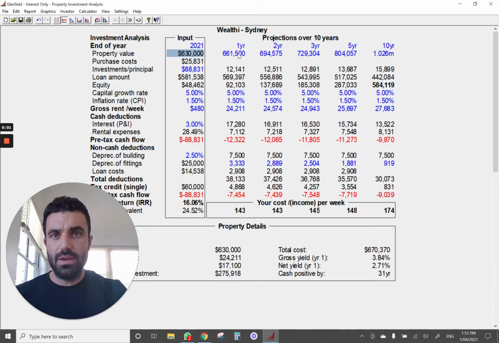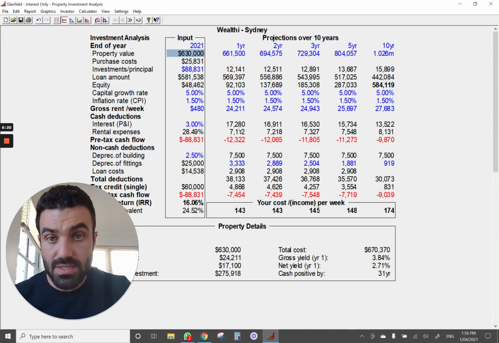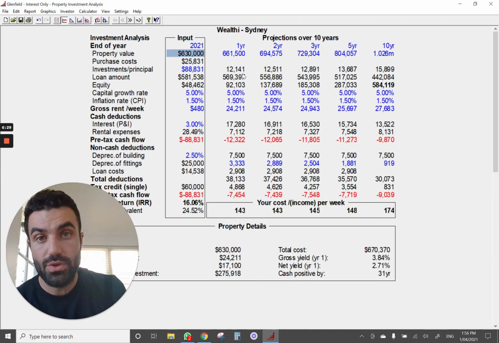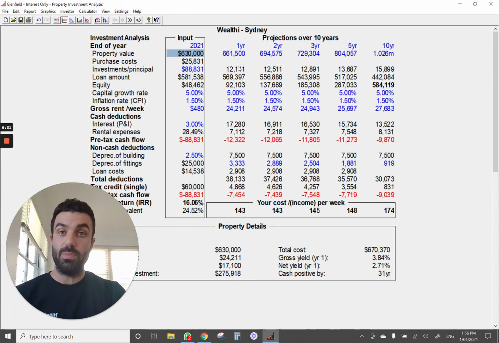So if we go down the line now, let's have a look at what this property would cost us the first year running it. $480 per week with a 2% vacancy rate means you're getting $24,211 in your bank account. Then if you've got a principal and interest loan at 3%, you would be paying $17,280 in interest, and you'd be paying $12,141 in the principal part of your loan because you're paying down the loan.